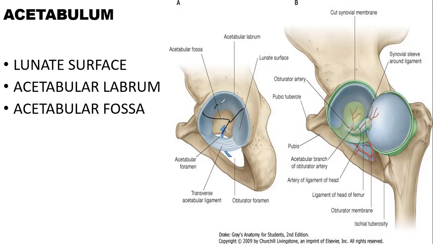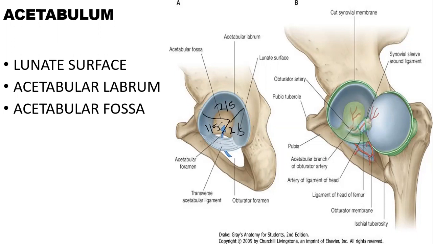So the ilium forms 2/5 of the acetabulum. The ischium forms the posterior and inferior 2/5 of the acetabulum, and the pubis forms the anterior 1/5 of the acetabulum.